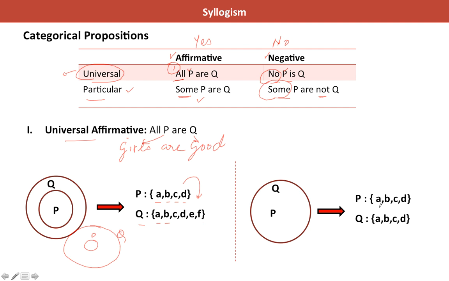Or what I can have is P is ABCD and Q is also ABCD. So P and Q are basically the same circle. In this case also, since P and Q are the same circle, all P become Q. In other words, if you want to think of it in a simple way, everything which lies in this circle is for P, and everything which lies in this bigger circle is of Q. And since this smaller circle is in this bigger circle, all P belong to Q.